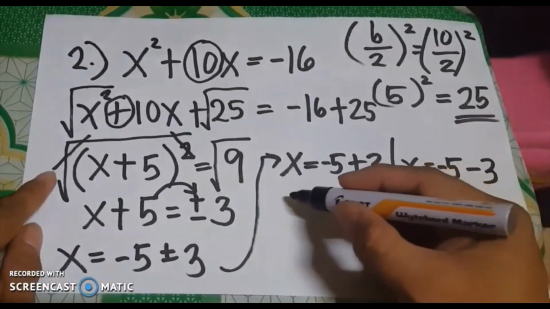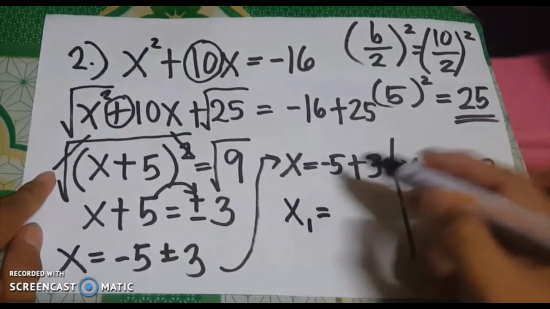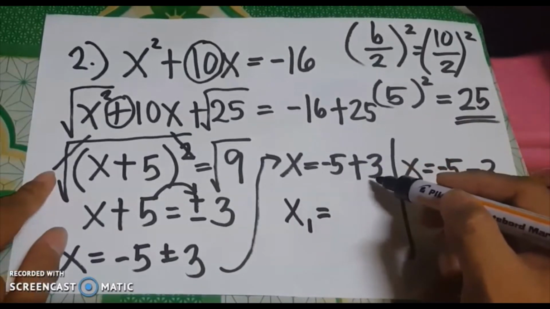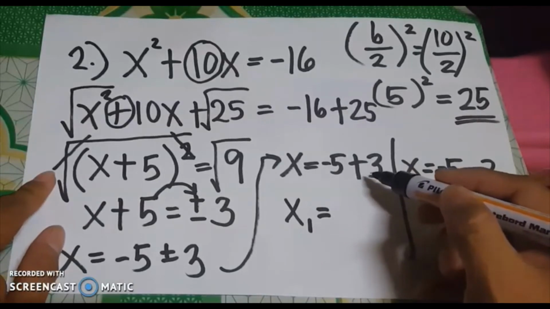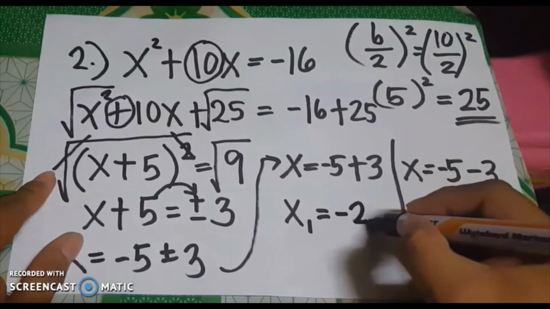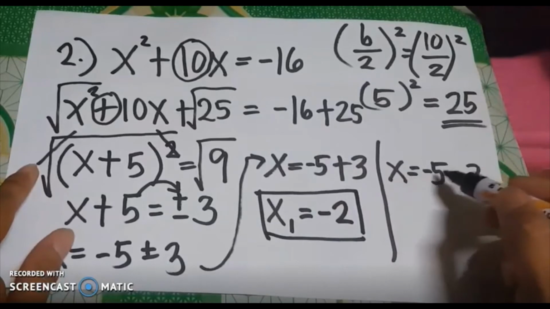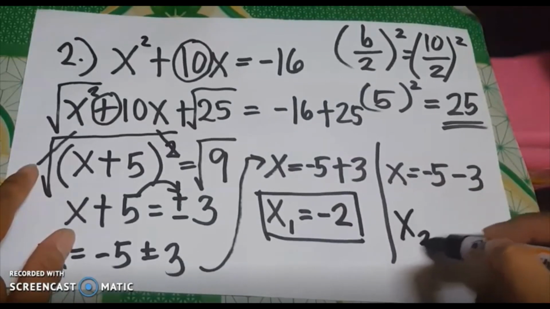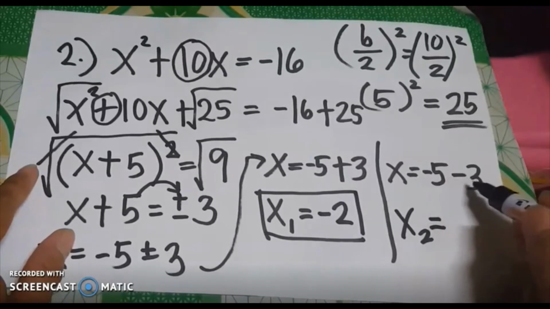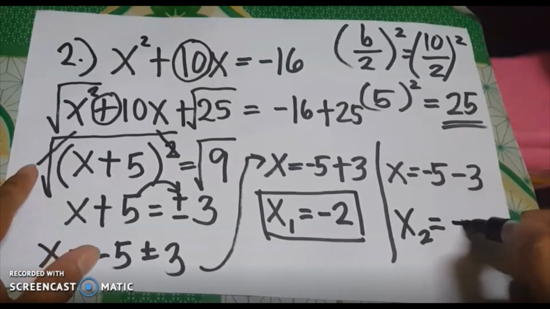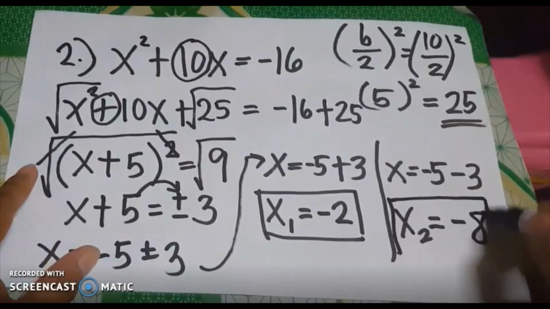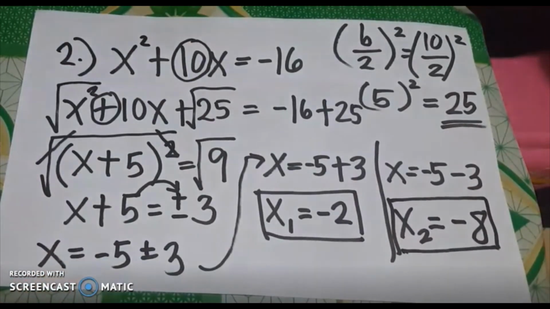Then, let's solve for the solutions now. So, we do have the x sub 1. The first solution has negative 5 plus 3. So, recalling your operations on integers. So, we come up here with an answer as negative 2. While for the second solution, we do have here x sub 2 is equal to negative 5 minus 3. So, that would be equal to negative 8. So, therefore, the solutions to the given quadratic equation na x squared plus 10x is equal to negative 16 are negative 2 and negative 8.